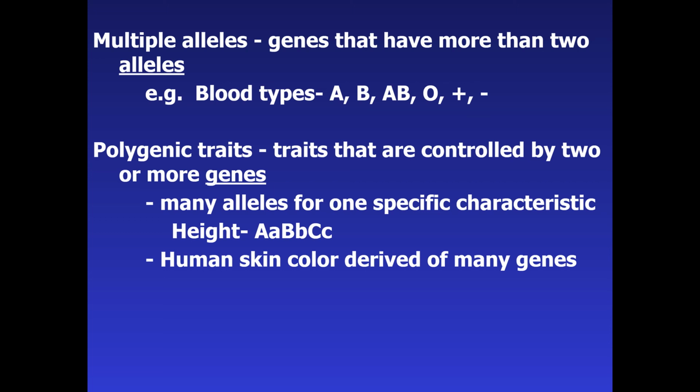Polygenic traits are traits that are controlled by two or more genes. So for some traits that we have, like skin color, like height, more than one gene goes into giving you that trait. So, for example, you could have 3 different genes that determine your height. Okay, so not every single trait is just one gene.